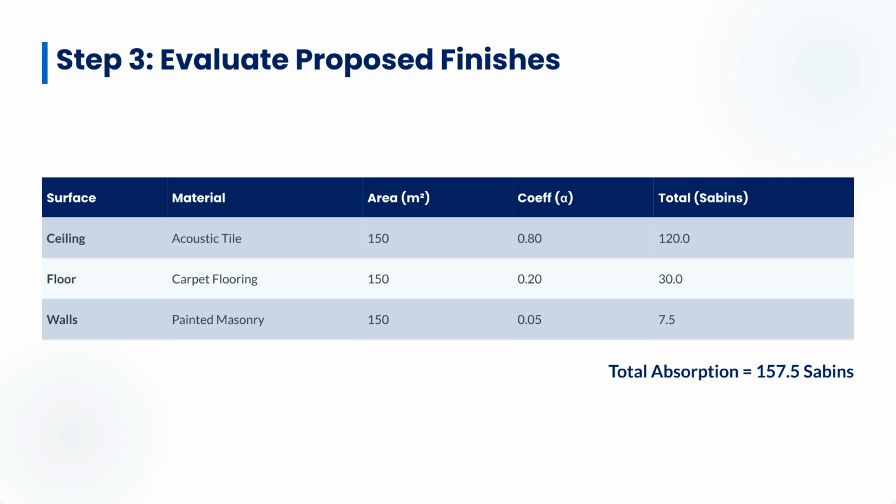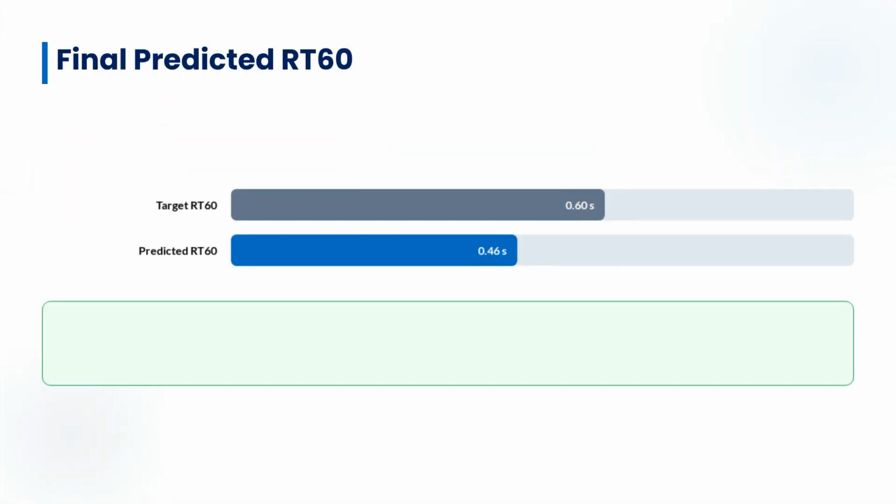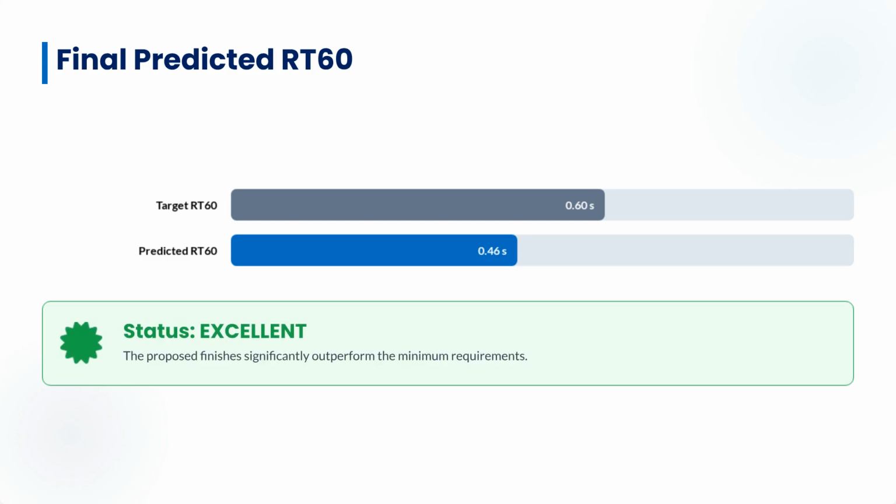Multiplying the area by the absorption coefficient yields a total absorption of 157.5 Sabines. Comparing the predicted RT60 of 0.46 seconds with the target of 0.60 seconds, the status is excellent. The proposed finishes significantly outperform the minimum acoustic requirements.